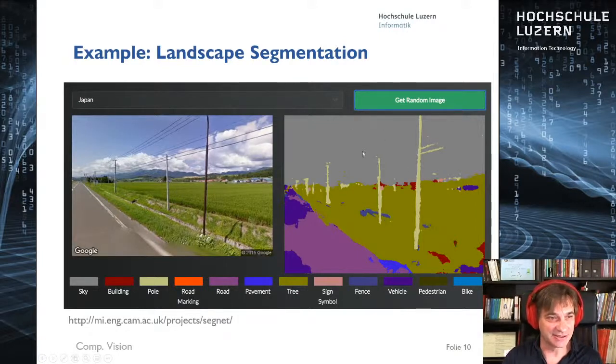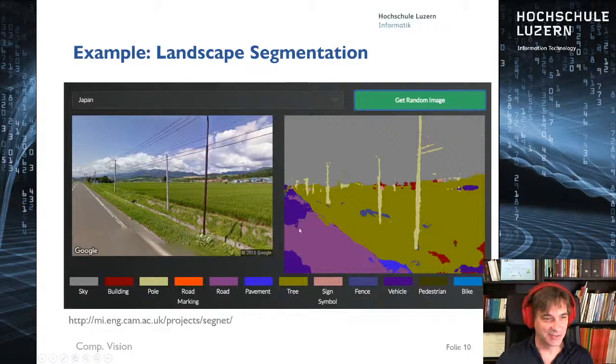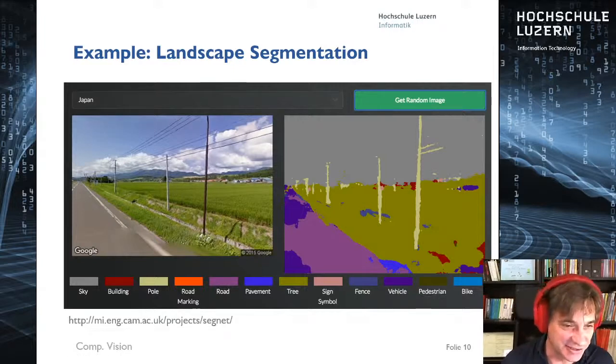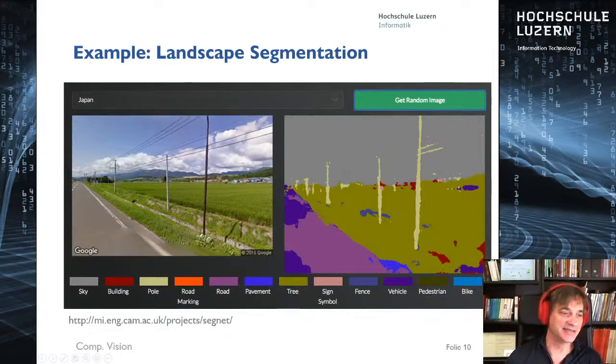It can recognize the sky quite well. It can recognize the road. It expects some vehicles on the roads here, so that's a bit strange maybe. And also here it seems that it doesn't have a class for grass or something, so it has identified all of that as tree.